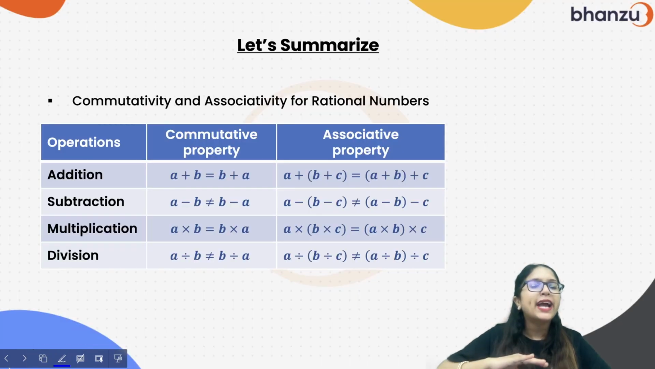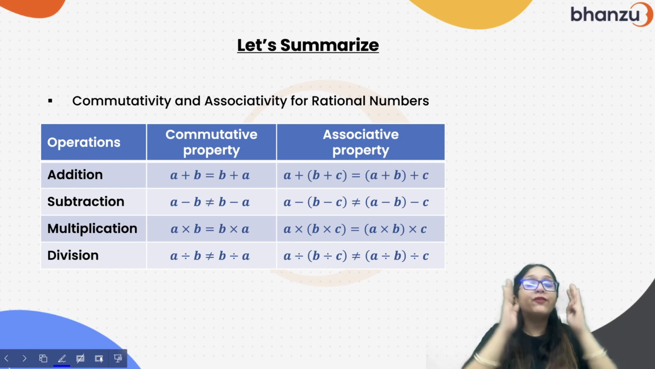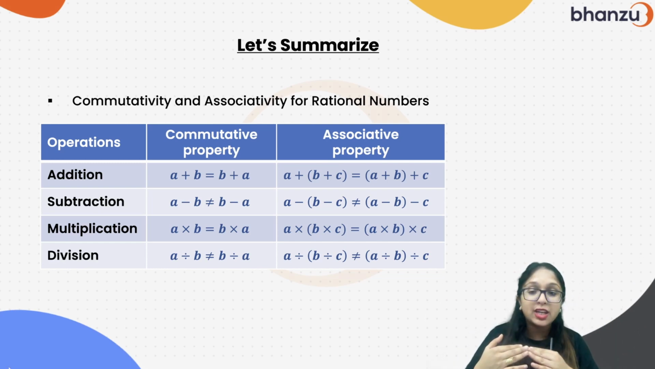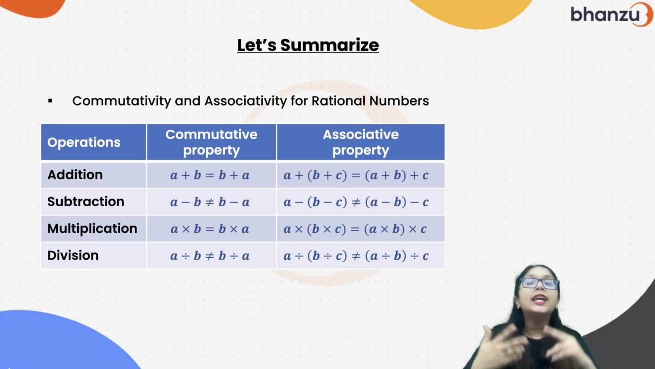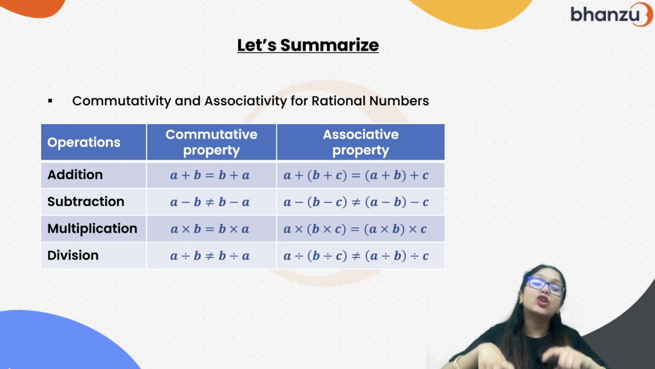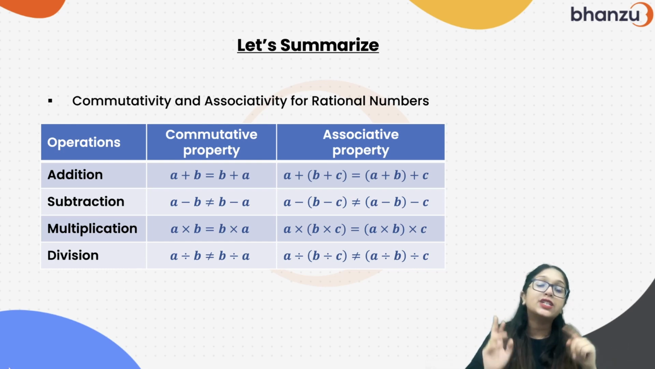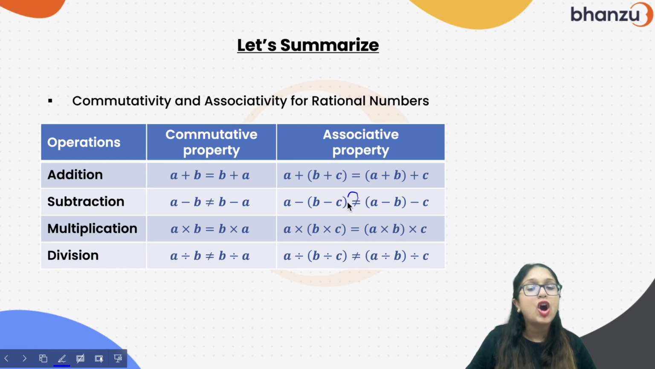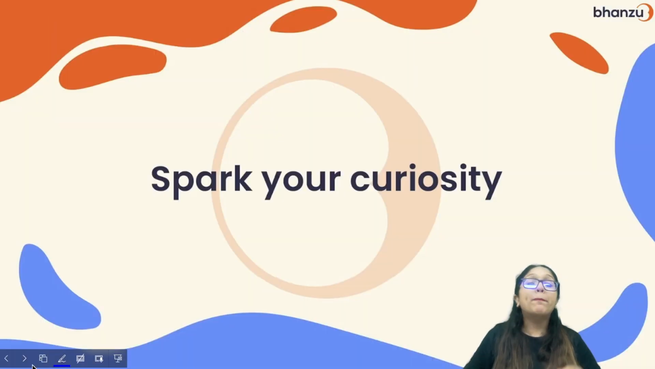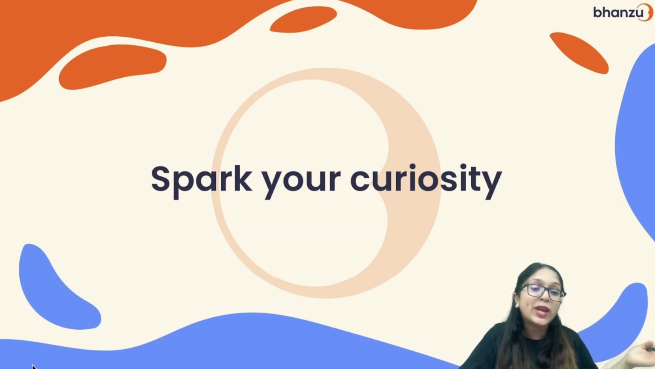Okay, let's quickly summarize all of the things that we have learned. We learned about the commutative property of rational numbers. Addition and multiplication are commutative, but subtraction and division are not for rational numbers. And then what about the associative property? We can group the numbers in any order in case of addition and multiplication, but not in case of subtraction and division. Okay, but this is not enough. There are still some more fascinating properties to explore.